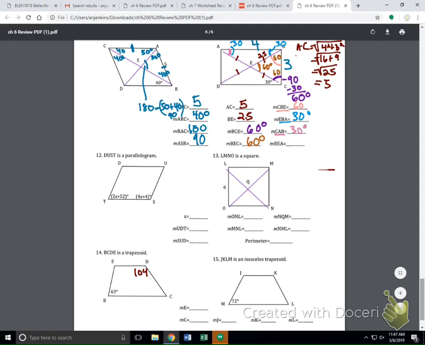And the last one in this section, we're trying to find BEA. So BEA, how do I find this one? Yep, 180 minus my 2 angles I have, which are 30, this 30, which is 60. So 180 minus 60 is 120 degrees.